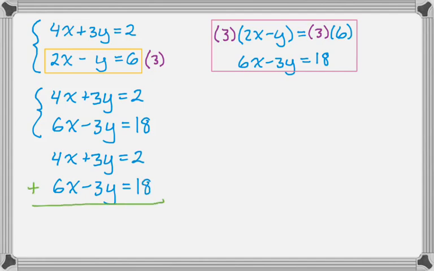So here's my system. I'm going to add down. So I'll get 10x, the y's cancel, and then 2 plus 18 is 20. So I can divide both sides by 10 and get x is 2.